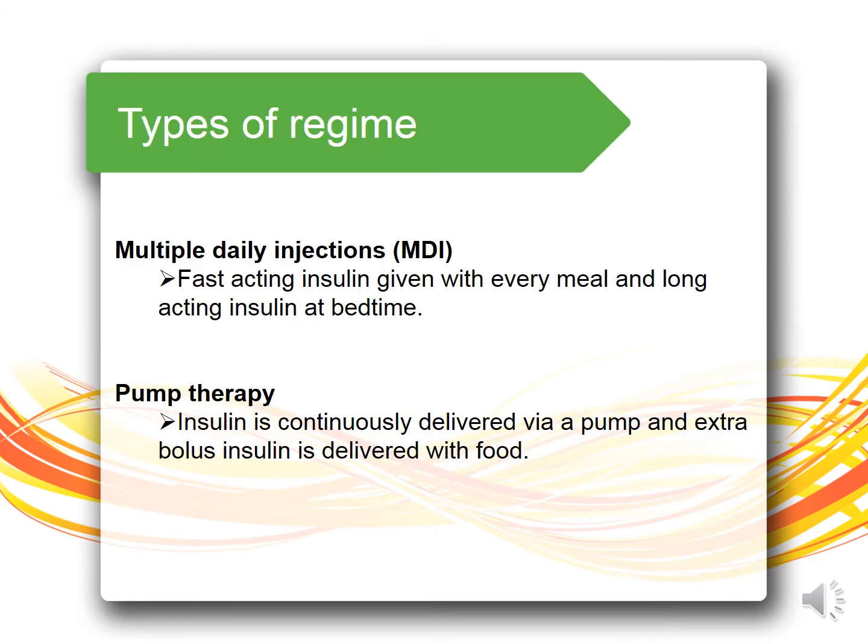There are two types of regimes to deliver the insulin: either multiple daily injections, also known as MDI, where fast-acting insulin is given with every meal and a longer-acting insulin is given at bedtime, or pump therapy, where the insulin is continuously delivered via a pump and extra boluses of insulin are delivered with food.